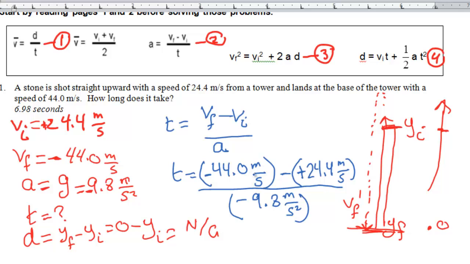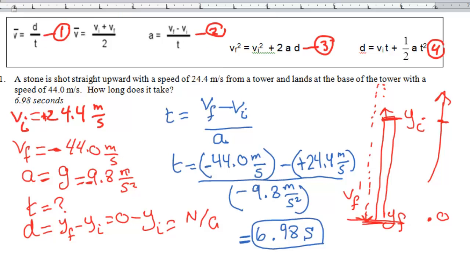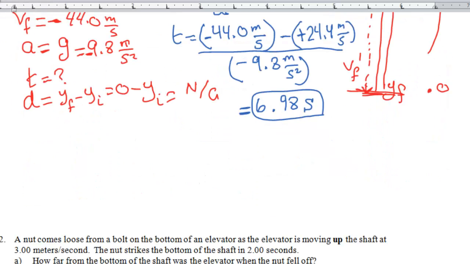It will be negative 44 minus 24.4 divided by negative 9.8, and this will yield positive 6.98 seconds. Alright, so that's the answer here, and always make sure to circle the answer so that I know what you got. So it will take the stone around 6.98, around 7 seconds to hit the floor. I wonder what the height of this tower is, and this is maybe something you can work on later.